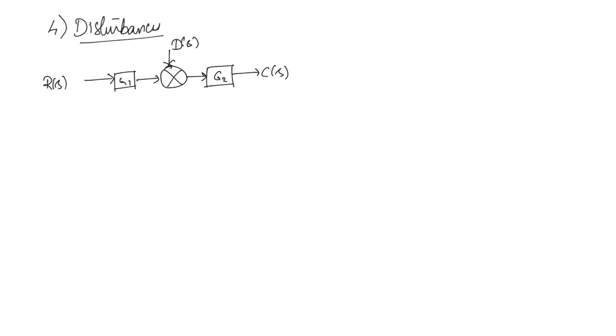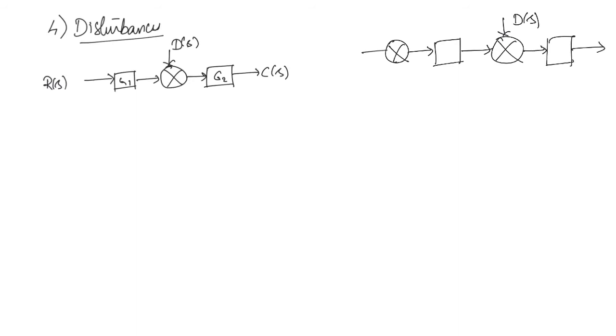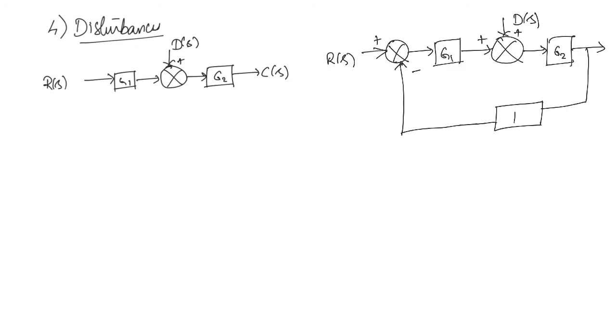Similarly, if we have a feedback, then the diagram will be like this. Here you have a disturbance input. We will take the feedback like this. So the disturbance input is being added. This is the output.